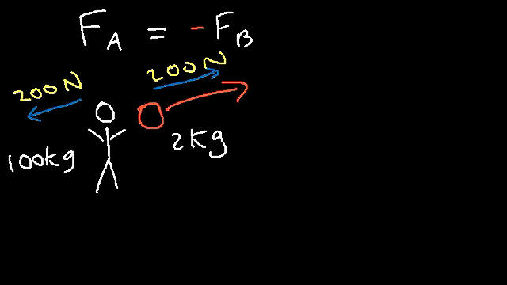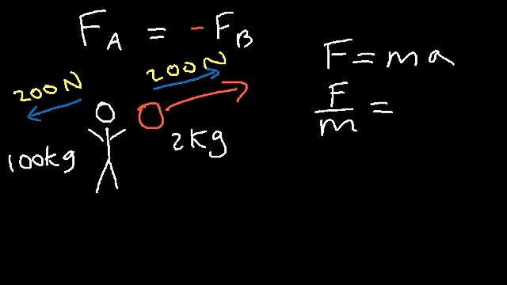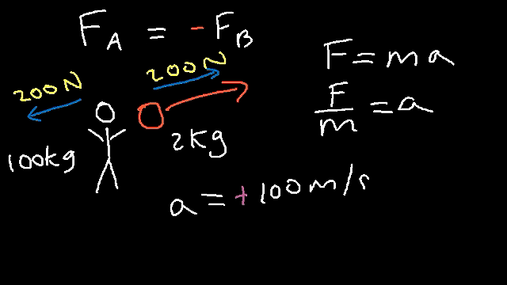Now, what is the acceleration of the person and the ball? We know that according to Newton's second law, F is equal to ma. So the acceleration is the force divided by the mass. So if we take 200 divided by 2, the acceleration will be equal to positive 100 meters per second squared. Now for the person, 200 divided by 100 is only 2. So the acceleration is negative 2 meters per second squared.